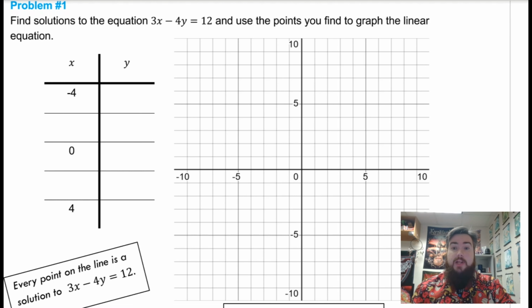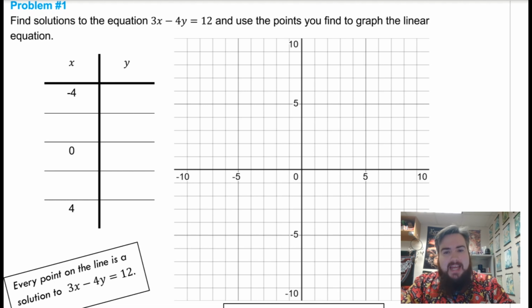Hello! In this video, we'll be going through section 1.1, graphs. Specifically, we'll be looking at a couple problems that include some equations, and we will be creating graphs out of those. So, in problem 1 here, we are tasked to find solutions to the equation 3x minus 4y equals 12, and to use the points that we find to graph the linear equation.